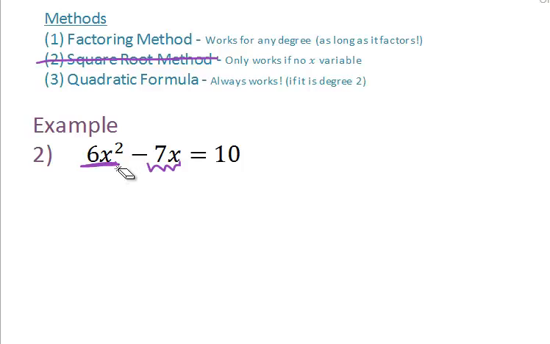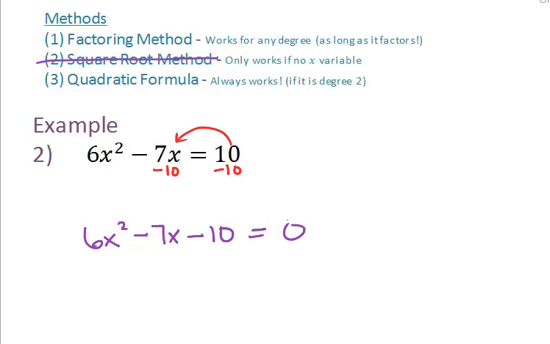But it doesn't matter if you would have used the factoring method or the quadratic formula method, because either one of those methods ask you to put this in standard form. So that means I need to put it in descending order, set it equal to 0. So I would have moved my 10 to the other side. So I need to subtract 10 from both sides of this equation. That leaves me with 6x squared minus 7x minus 10 is equal to 0.